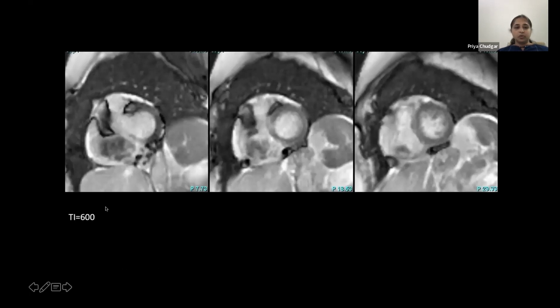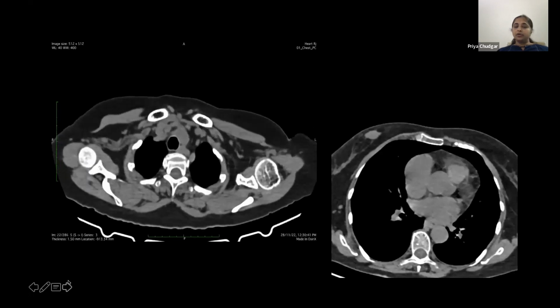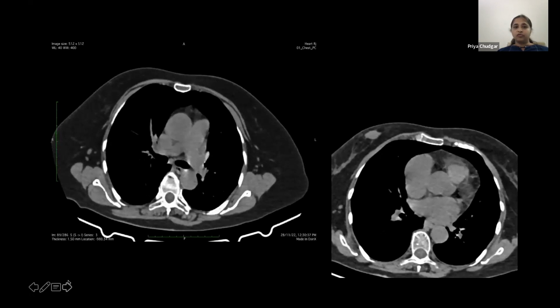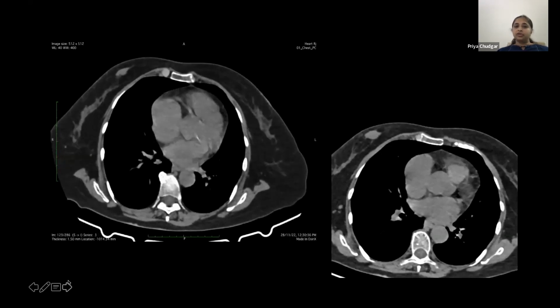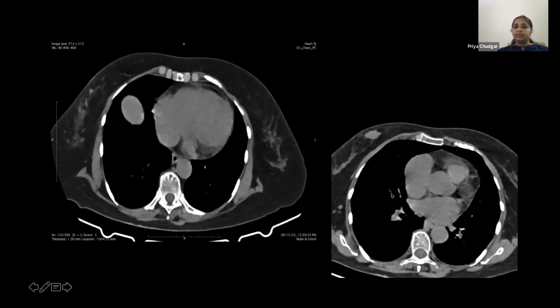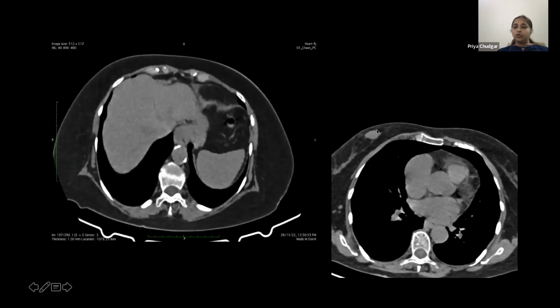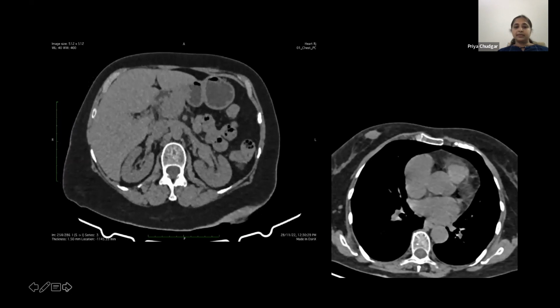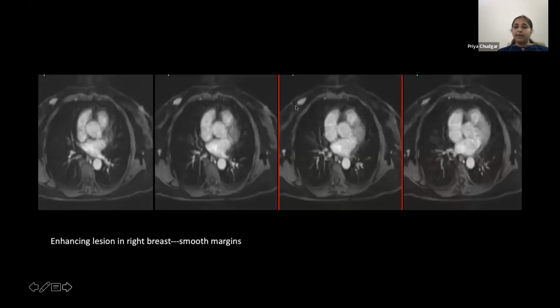TI 600 was obtained just to rule out any thrombus, but it did not remain dark as we see in this case. So as a protocol for every cardiac mass, it is important to look for CT images to look for calcification. There was no calcification, but incidentally we picked up this nodule in the breast. On the MR images, even the nodule had shown some kind of enhancement.